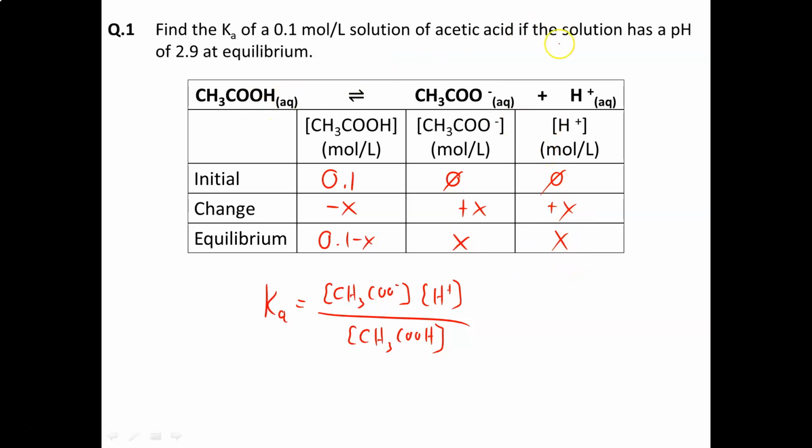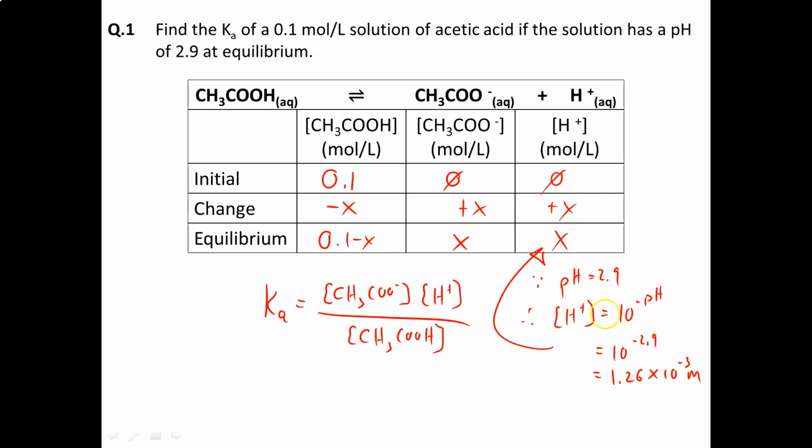Now, it also mentions that the solution pH at equilibrium is 2.9. Since the pH is 2.9, I can use this equation to solve for the hydronium concentration and then plug that value in here. Therefore, X is equal to 1.26 times 10 to the power negative 3. Since it's a 1-to-1 ratio, for every one H plus ion that's produced, one acetate is produced. So if I produce this many H pluses, I must have produced this many acetate ions as well. Since 0 plus X equals 1.26 times 10 to the power negative 3, I know what X is.